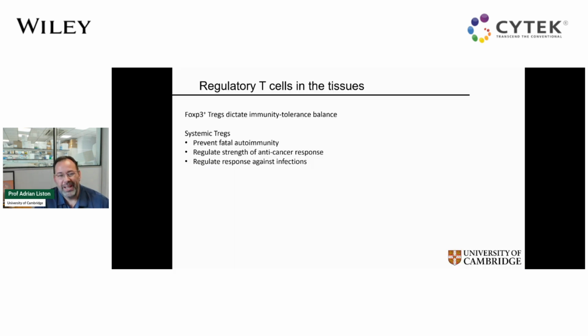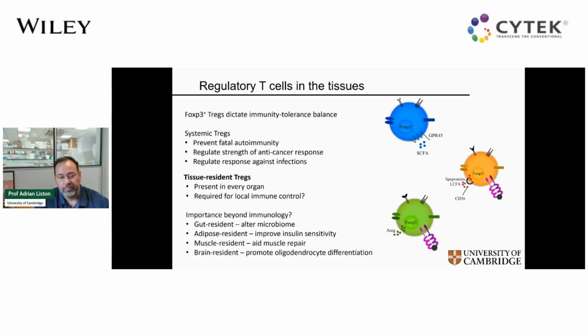So the population of regulatory T cells are well known to be able to control the balance between immunity and tolerance. We know that this population of FOXP3 positive Tregs are able to prevent any immune reaction, essentially. They can control autoimmunity, they can control anti-cancer responses, they control infection responses. And almost all of the studies that have been done on Tregs are based on this systemic population that is present in the spleen and lymph nodes or in the peripheral blood.